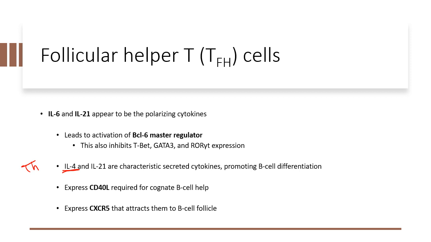That's a CXC chemokine receptor. R is for receptor. So this is the CXC chemokine receptor 5. And this is, among other things, what helps to attract the T follicular helper cells into the B cell follicles, and it also helps bring in B cells from the rest of the lymph node or spleen into these B cell follicles and helps to form these follicles.